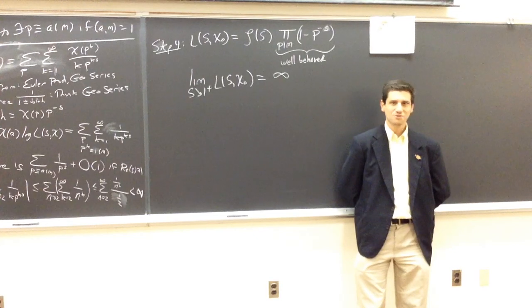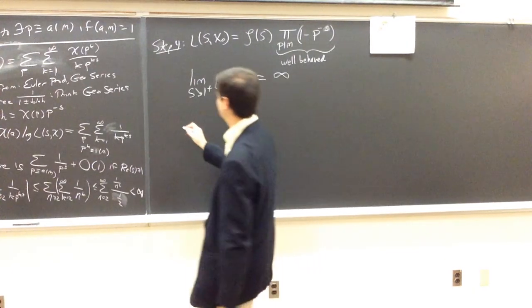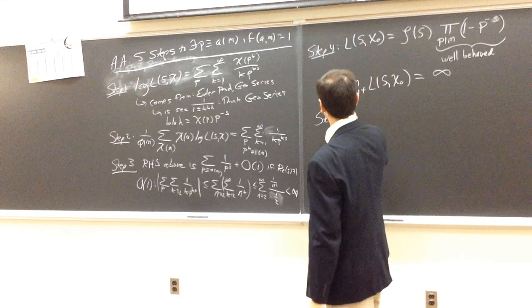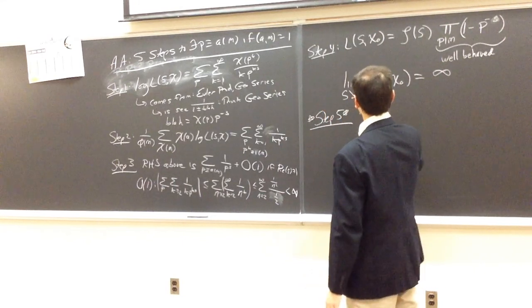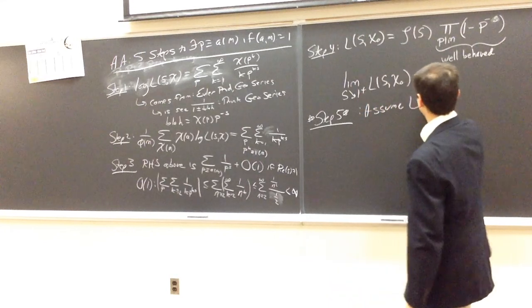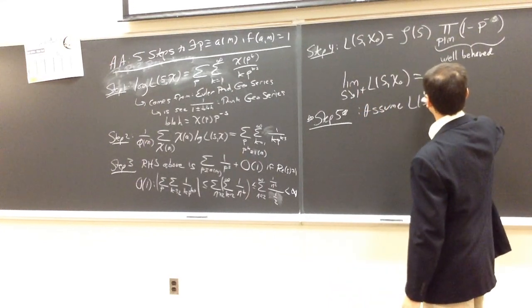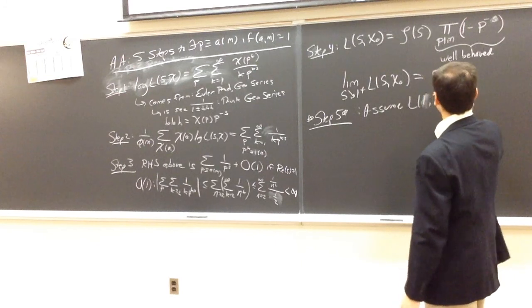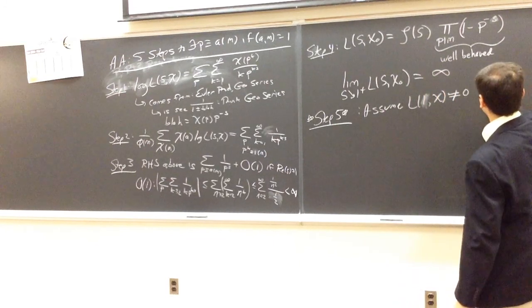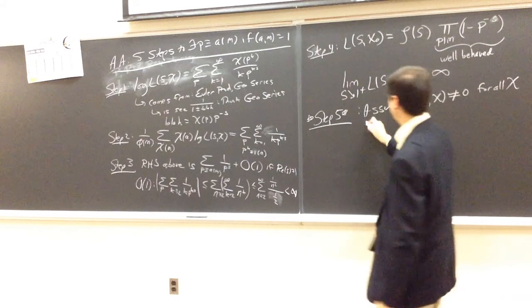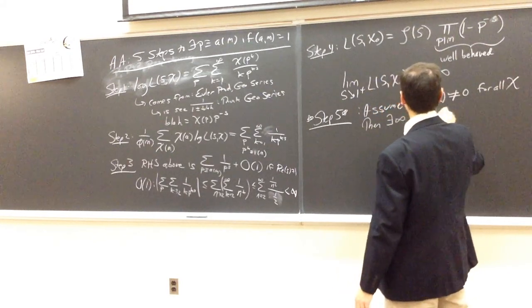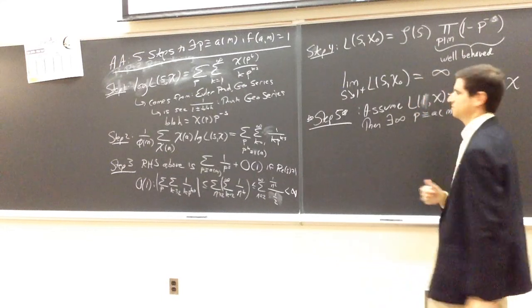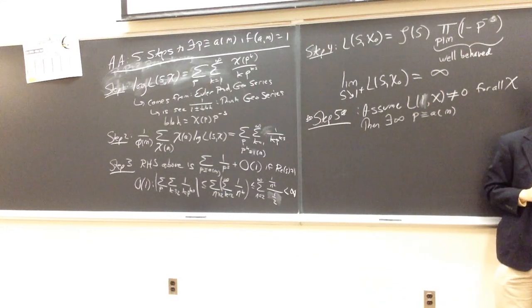So we've saved the worst for last. Step 5 is the big one. Assume L(1, chi) does not equal 0 for all chi. Then there exist infinitely many primes congruent to A mod m. So the last one is the big step.